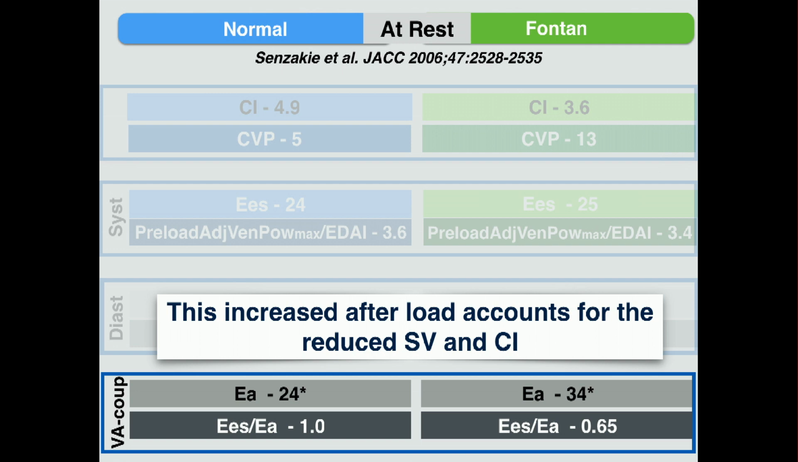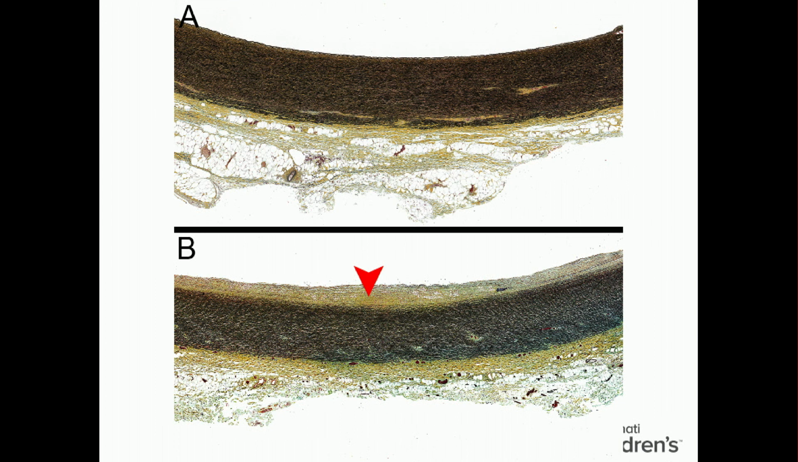And when we look at the arterial properties, there's clearly a difference between the Fontan population and normal. And here you can see that the arterial compliance or elastance is clearly increased in the Fontan. And this is perhaps not surprising. This is some histological data from a series of patients with a failing Fontan circulation, which we have just published.